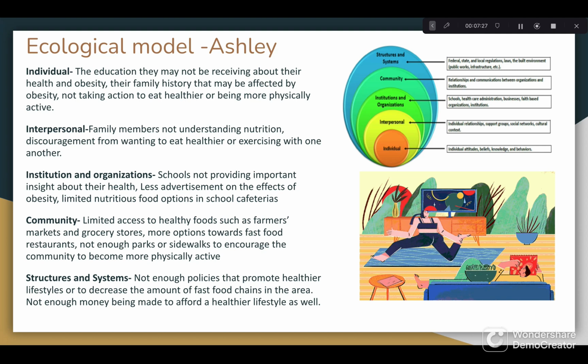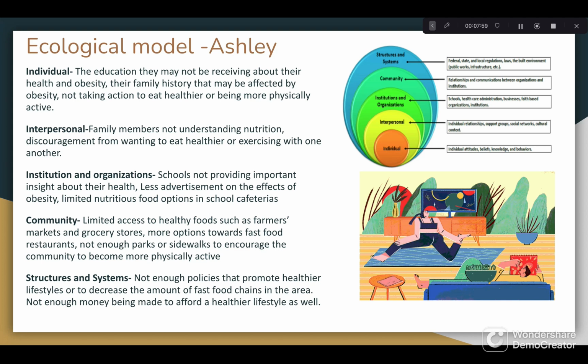We can also see that there are more options for fast food restaurants, which makes the community just not want to be physically active, not want to promote nutritional values. So we gotta look at that as well. And then finally, the structures and the systems. Overall, there aren't enough policies to promote healthier lifestyles, or they aren't decreasing the amount of fast food chains, and also there aren't as many employment opportunities to help them live a healthier lifestyle.